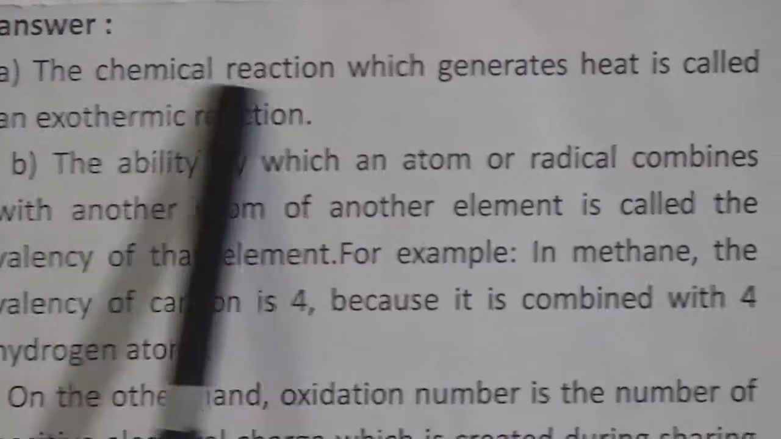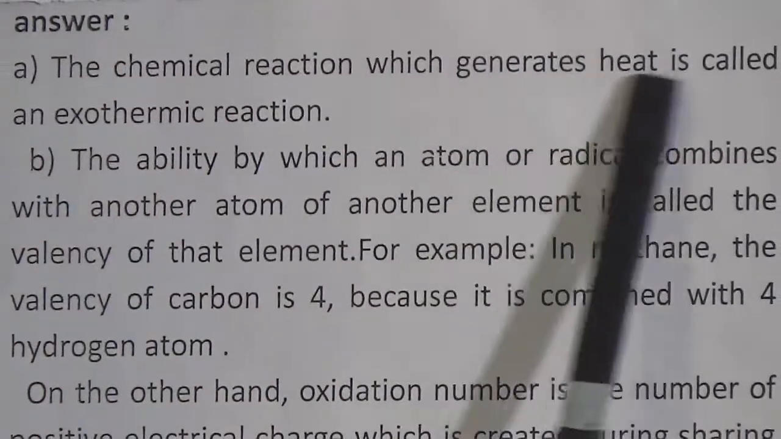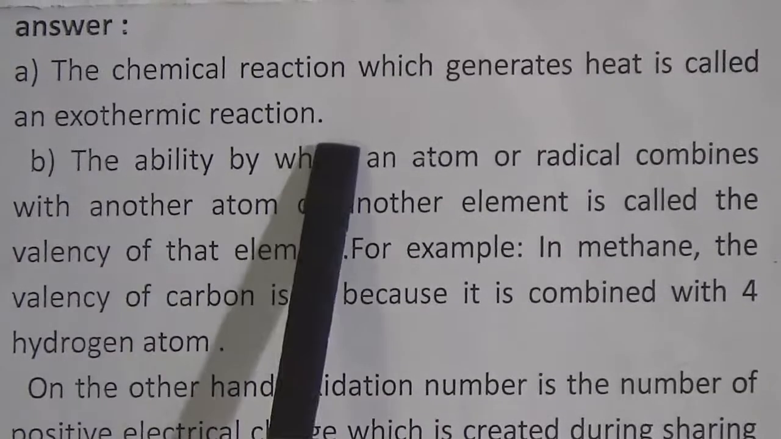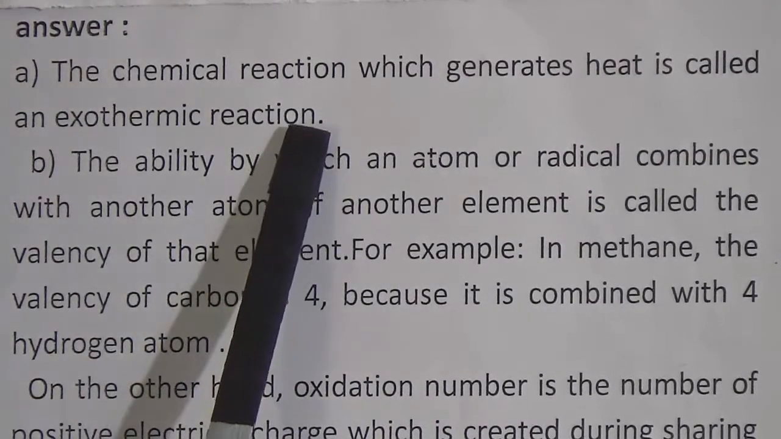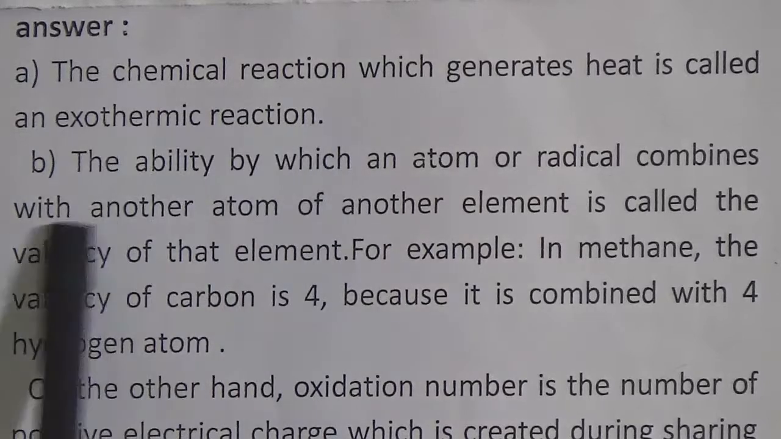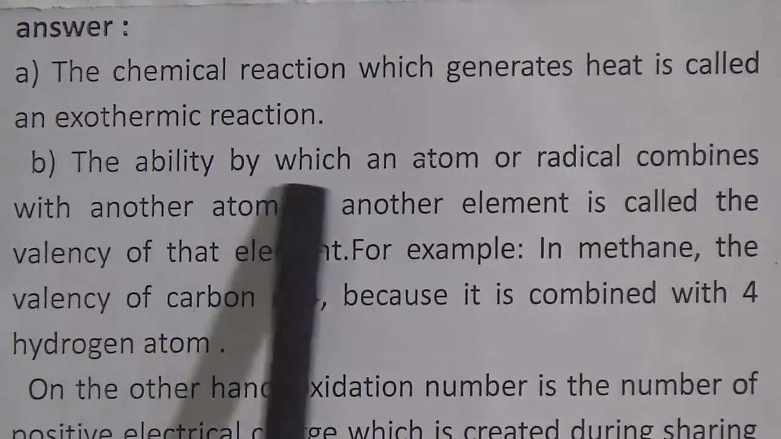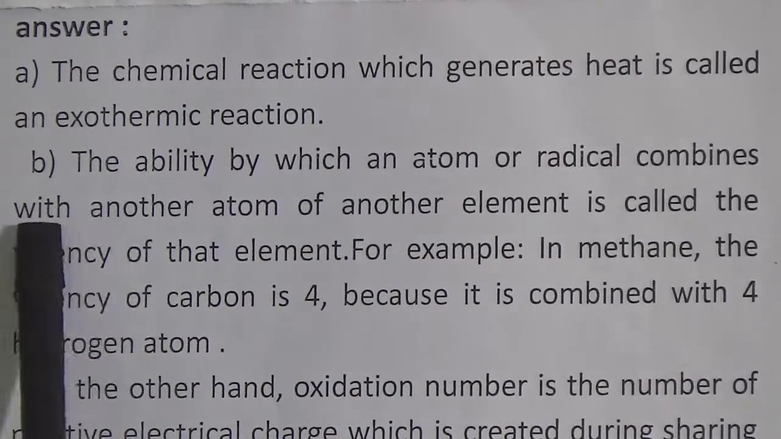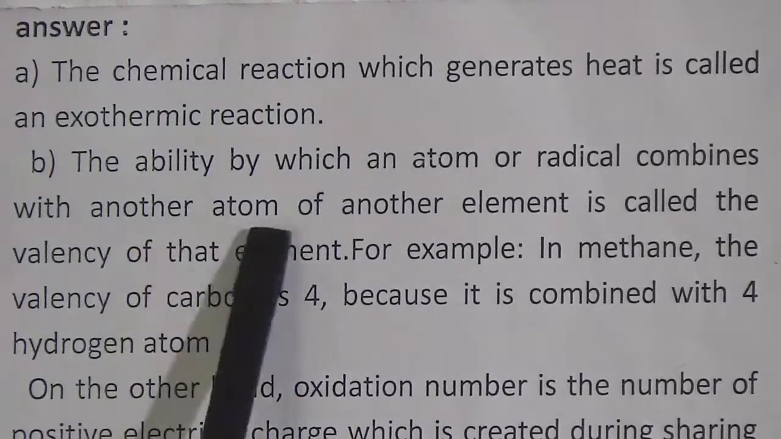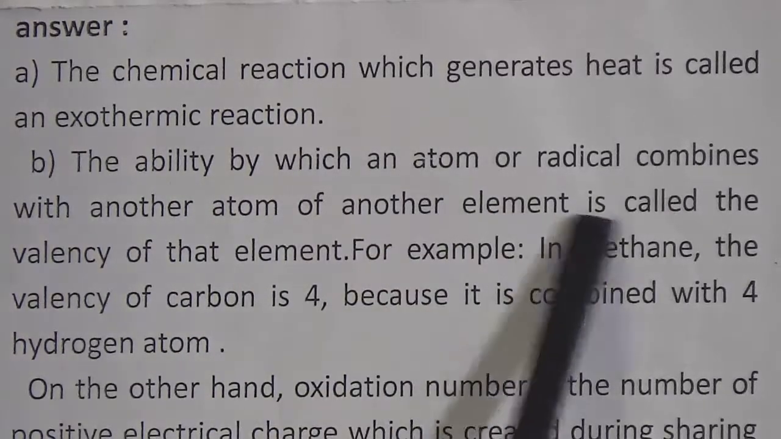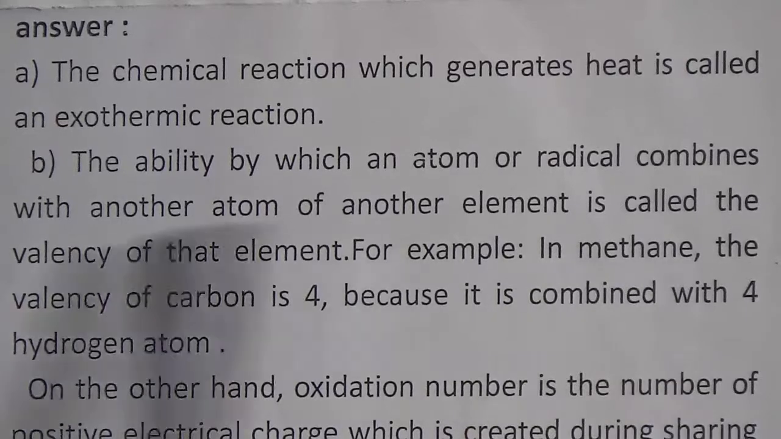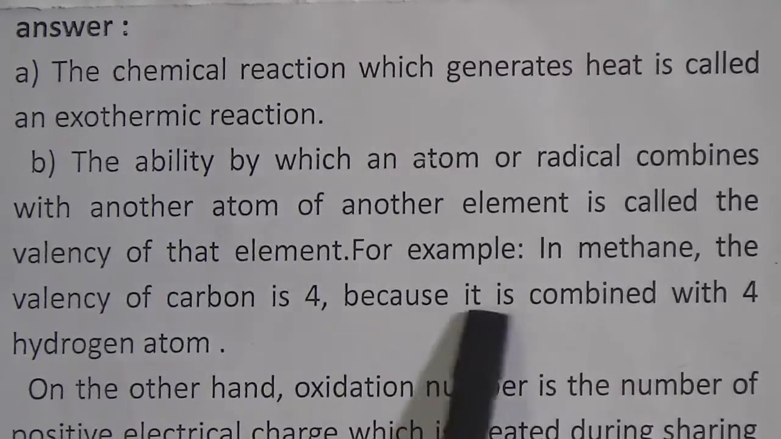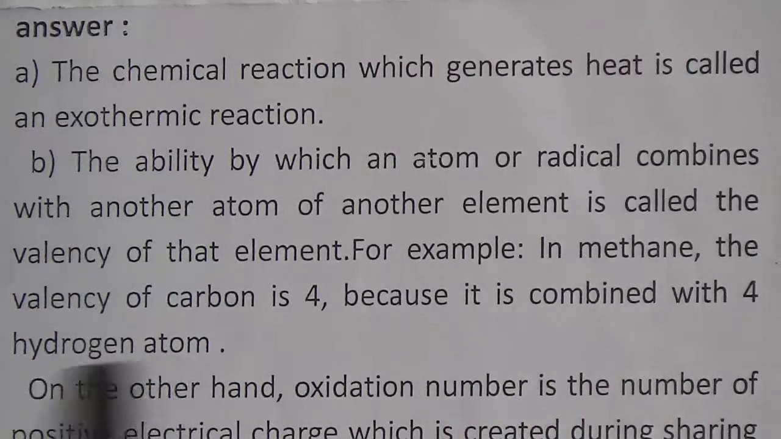Come to the answer. The chemical reaction which generates heat is called an exothermic reaction. That means where heat production happens, that is known as an exothermic reaction. The ability by which an atom or radical combines with another atom of another element is called the valency of that element. For example, in methane the valency of carbon is 4 because it is combined with 4 hydrogen atoms.